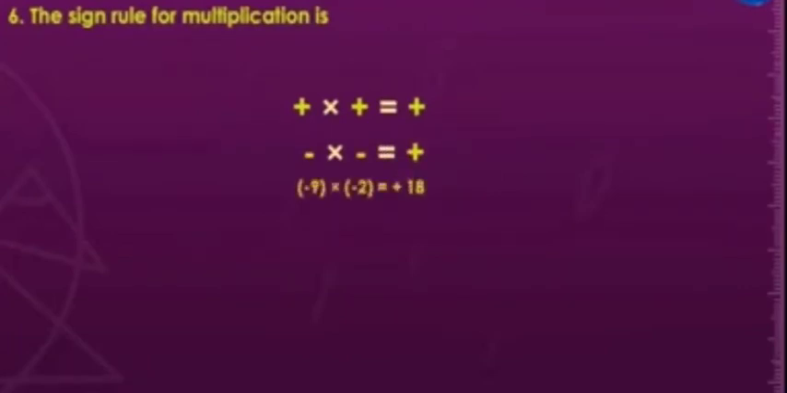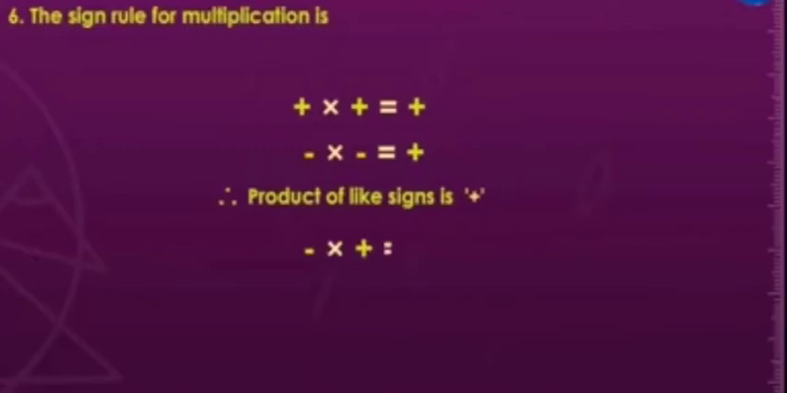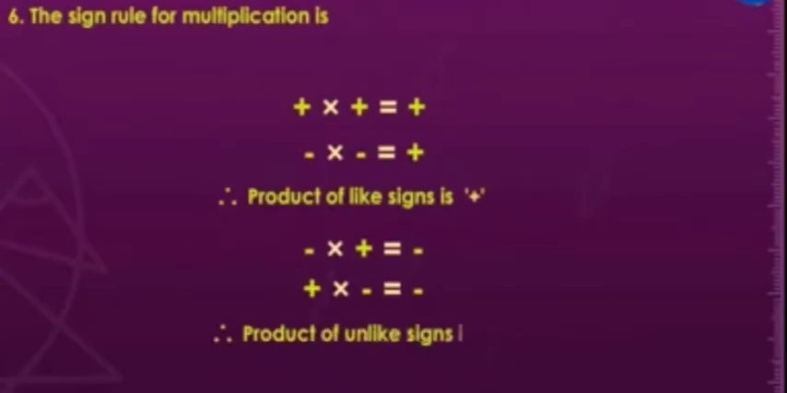Rule 6. The sign rule for multiplication is, children, look at it very carefully: plus into plus equals plus, minus into minus equals plus. So children, the product of like signs is always positive. Minus into plus equals minus, plus into minus equals minus. So children, the product of unlike signs is always negative.